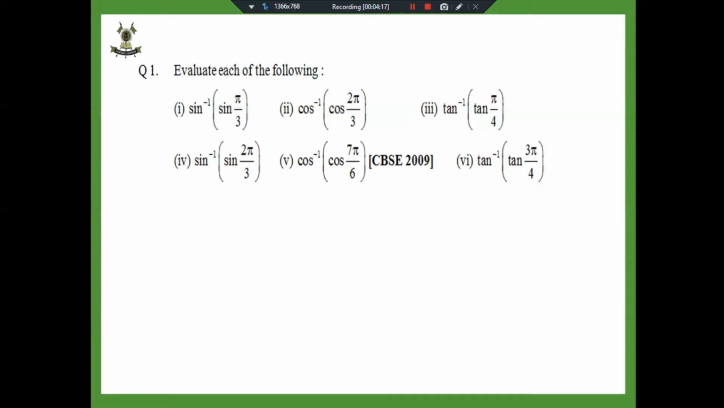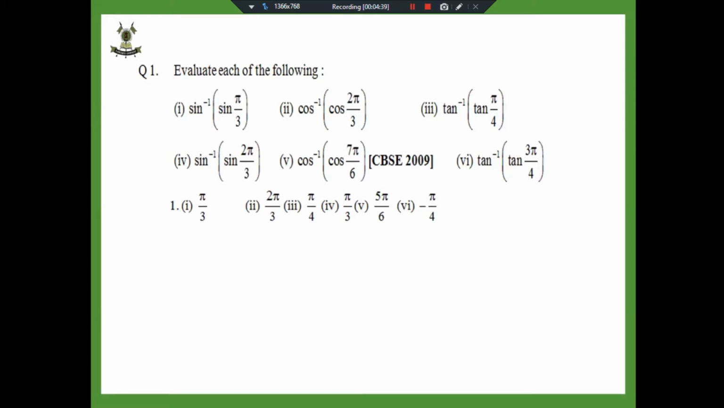Okay, the answers of all these questions are, I will do it on the board also, but the answers are this. Look, this is the question. Sine inverse sine pi by 3 has pi by 3 as the answer. Cos inverse cos 2 pi by 3: cos 2 pi by 3 is in the second quadrant, so cos cancels with cos. Tan inverse of tan pi by 4 is again in the first quadrant, so tan is cancelled with the tan.